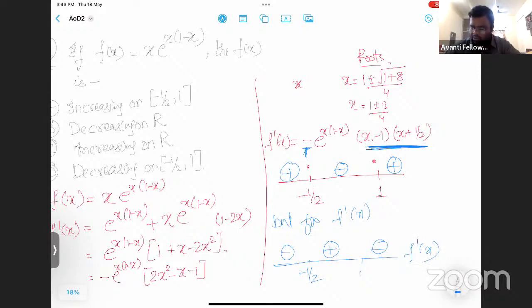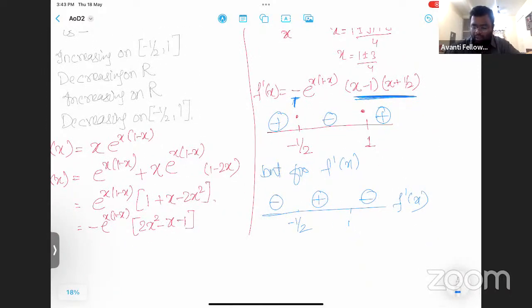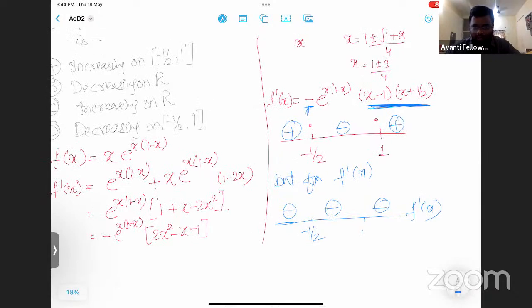Okay, so once we arrive here, now we'll check with the options. So b and c will be straight away rejected because the function is not showing the same behavior throughout the domain. So b and c are rejected. Now for the region minus 1 by 2 to 1, the value of f dash x is positive, hence f x is increasing in minus 1 by 2 to 1. Answer. Is it clear?